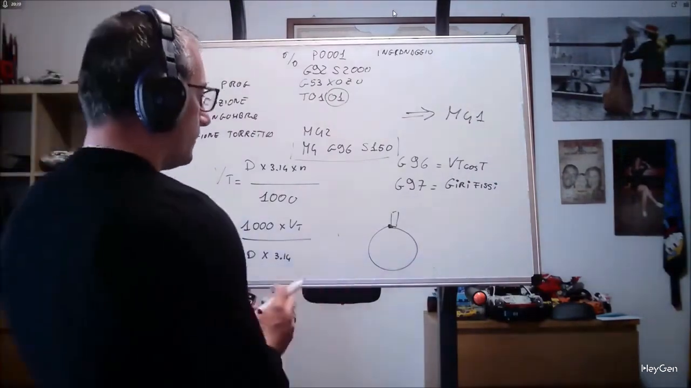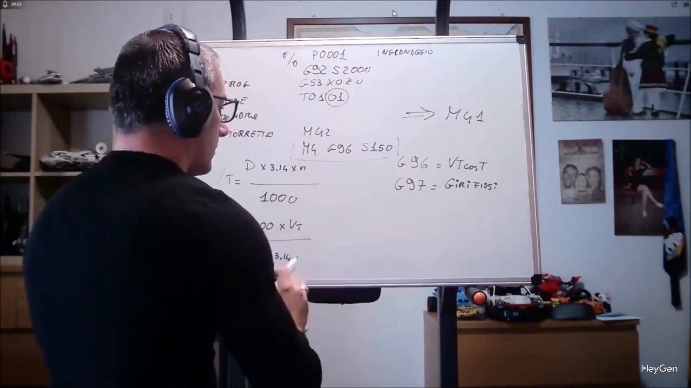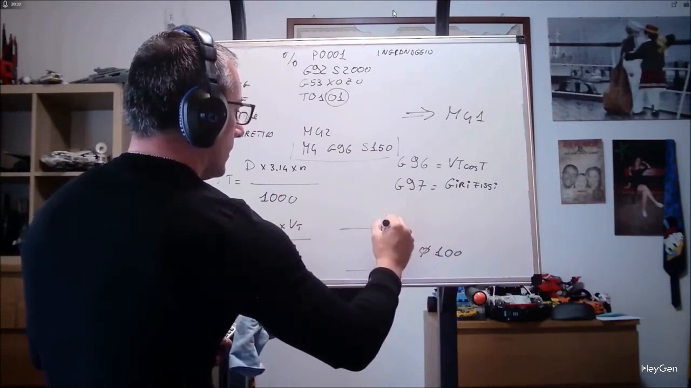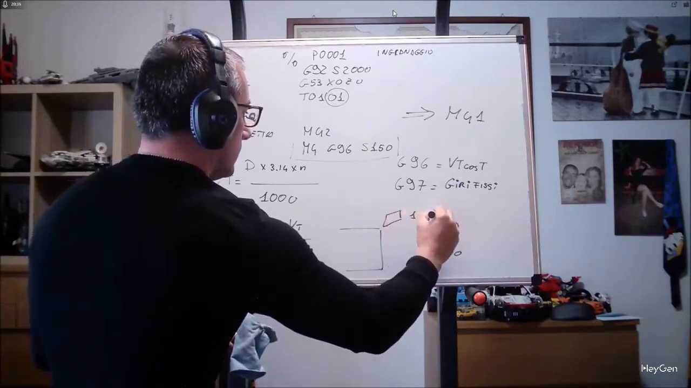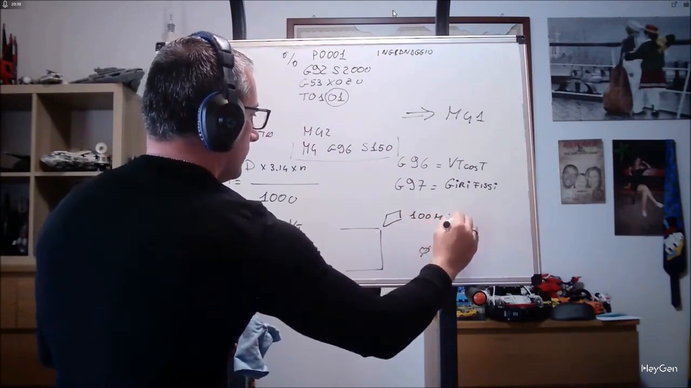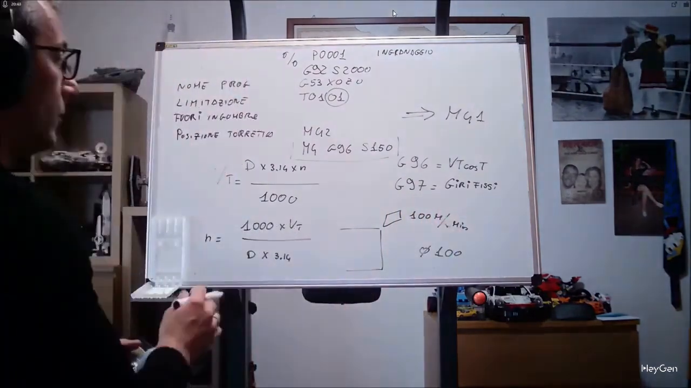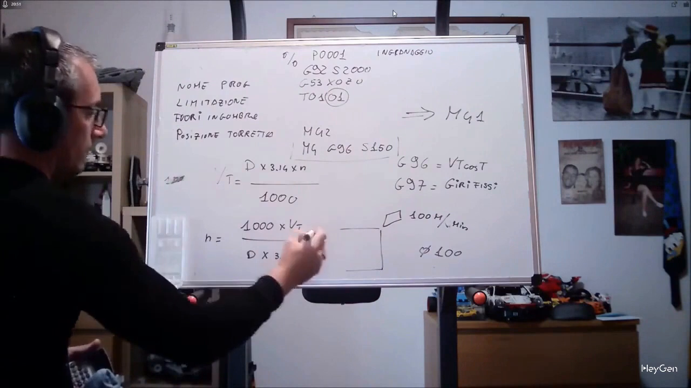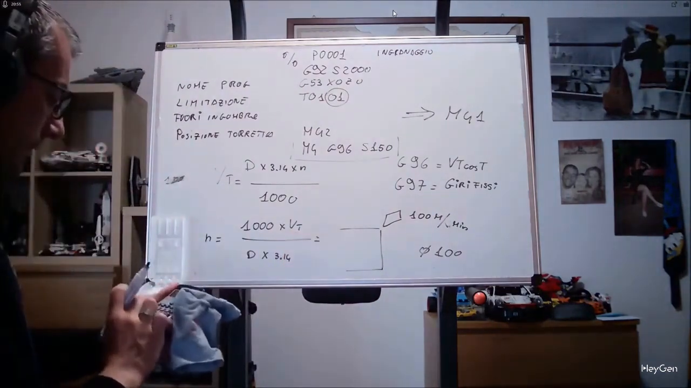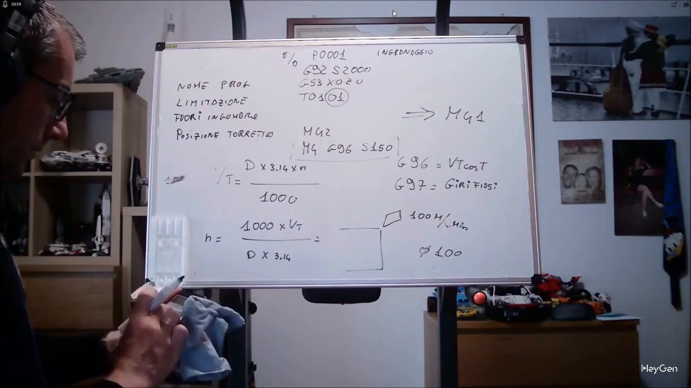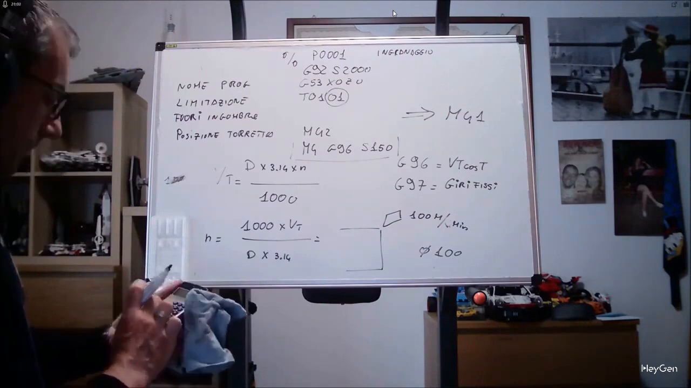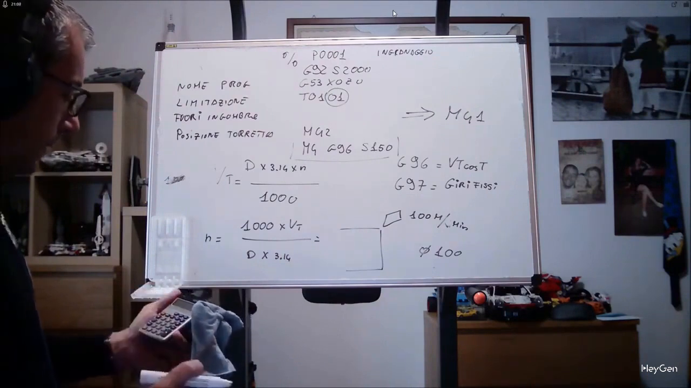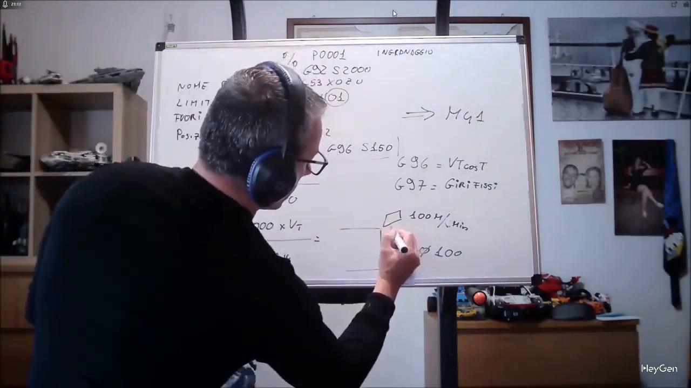I am performing a chamfer, starting from a diameter of 100. For a diameter of 100, I ask my tool to start at 100 meters per minute. My number of revolutions will be 1000 times 100, obviously divided by 3.14. So at this point we will have 318 revolutions.